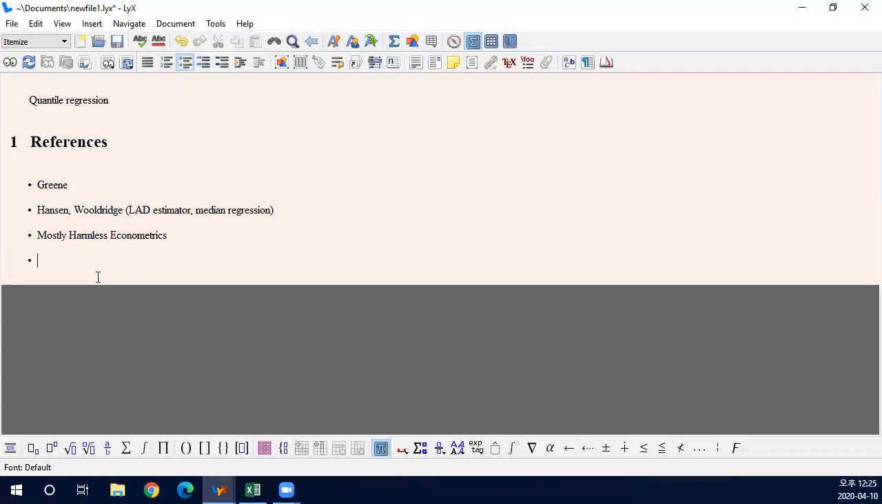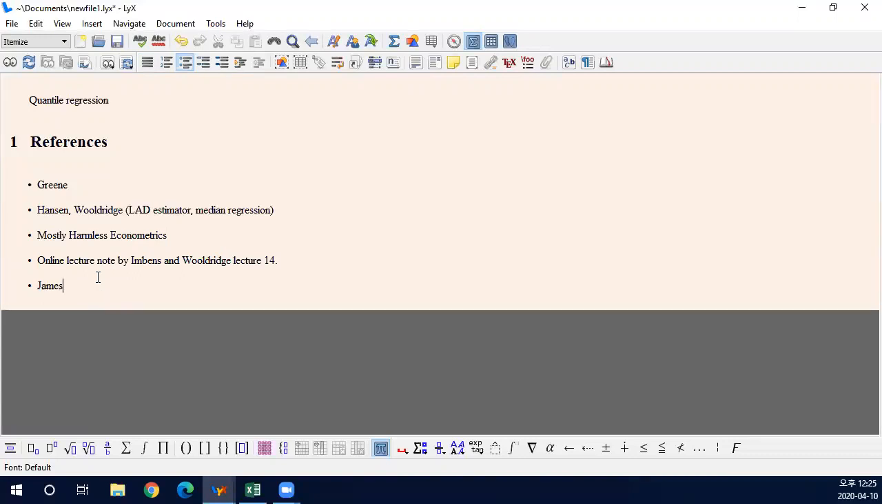And also, you may find online lecture notes by Imbens and Wooldridge, lecture 14. They had online lectures in the past. I don't know when it was, and they uploaded their lecture notes. Chapter 14 was about quantile regression. It's also recommended. And online, Jim Powell's lecture note 4 from CEMMAP. CEMMAP is a research center for econometrics. I don't know what it stands for, but anyhow, it's a research center in the United Kingdom.